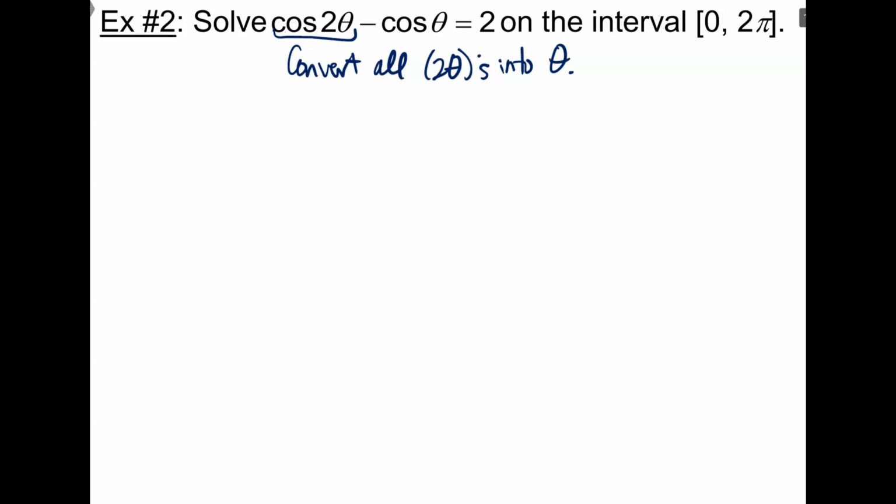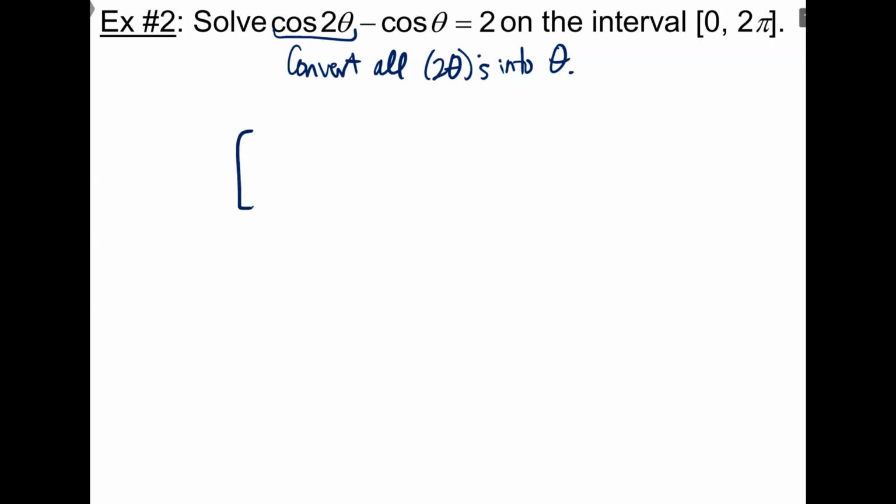How do I convert cosine 2 theta? The double angle identities we just learned. Okay, so I'm looking through. The first one has a sine squared in it. The bottom one has sine squared. So I'm going to choose the second option and plug it in for my double angle.